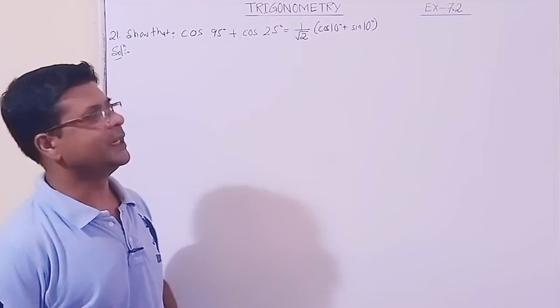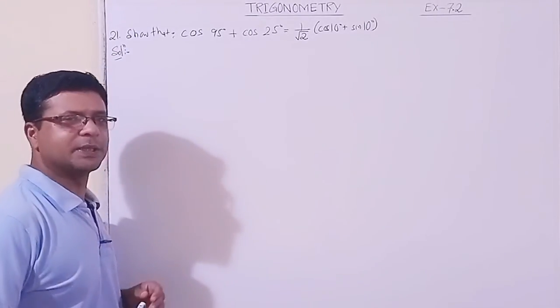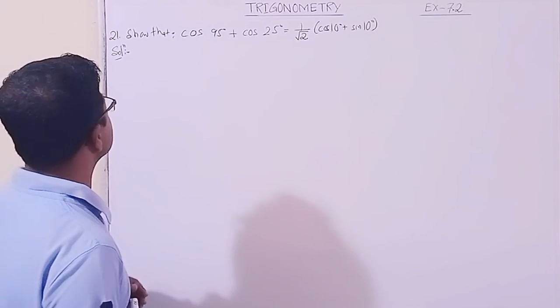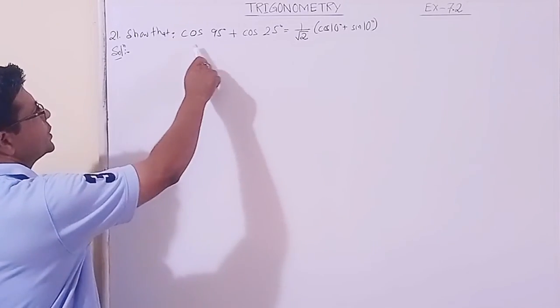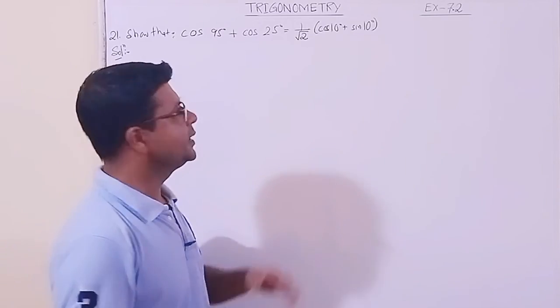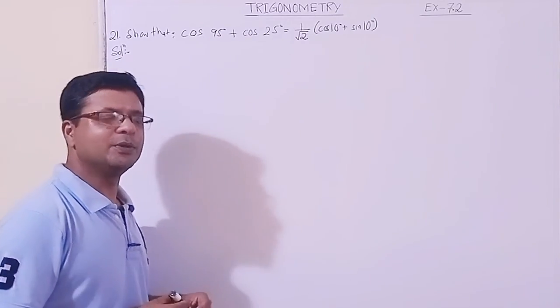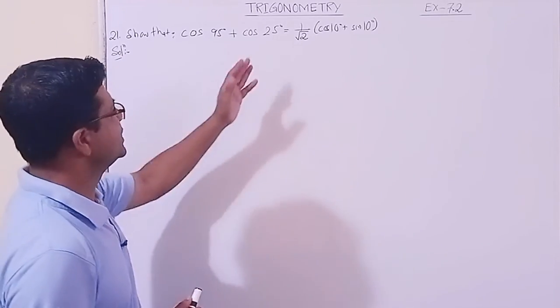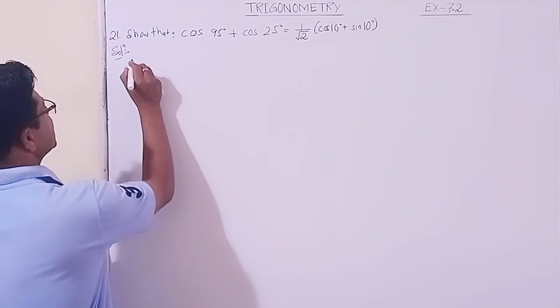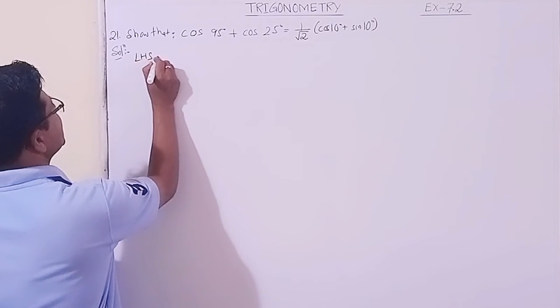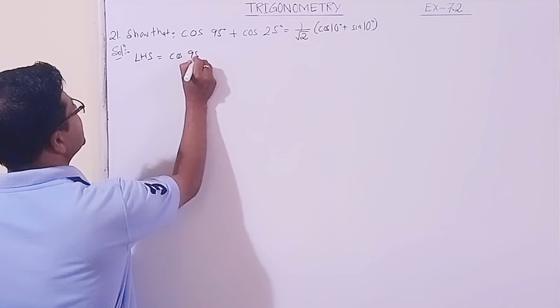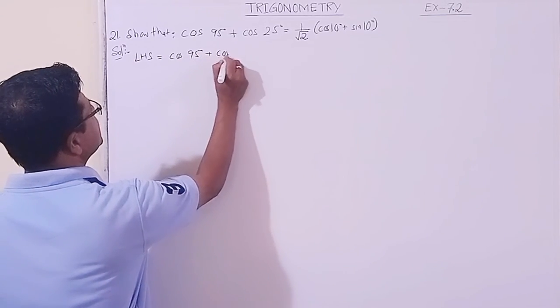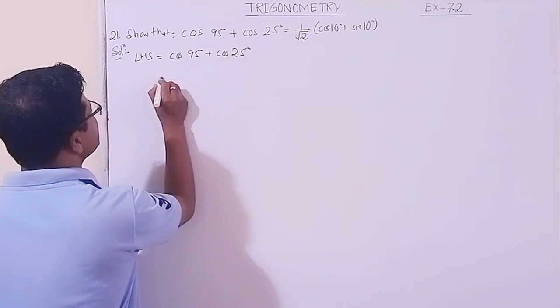My beloved students, we are in the last question of exercise 7.2. It is question number 21. Question is, show that cos 95 degree plus cos 25 degree equals this. Generally what we observe, the last question is always hard, but this is very easy. So let us complete it. Let us take the left hand side. Cos of 95 degree plus cos of 25. This is very easy thing you will find.